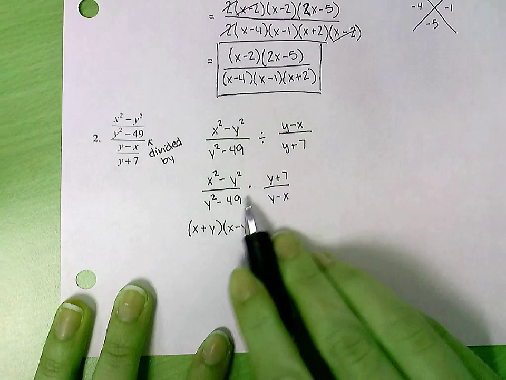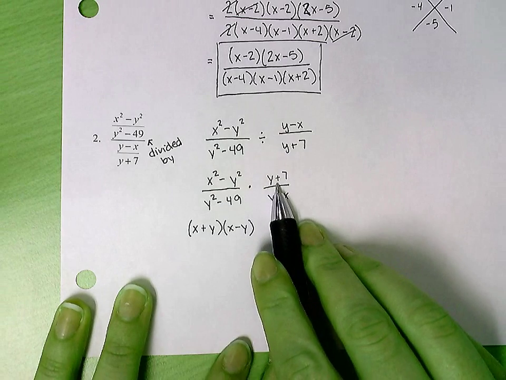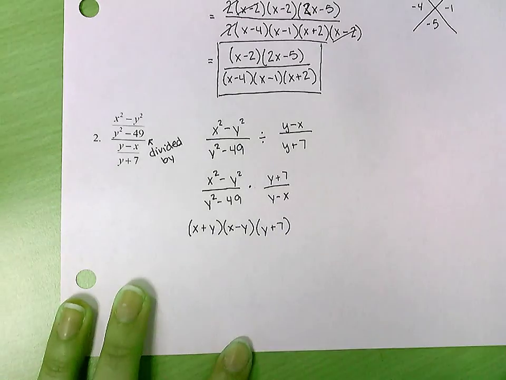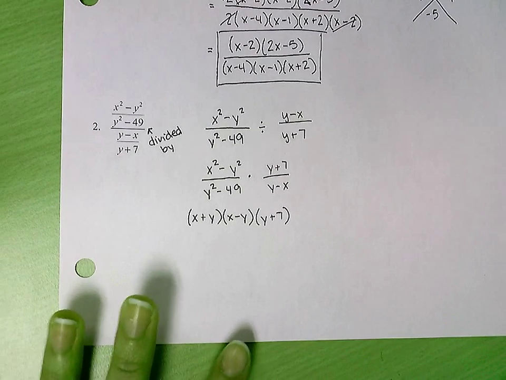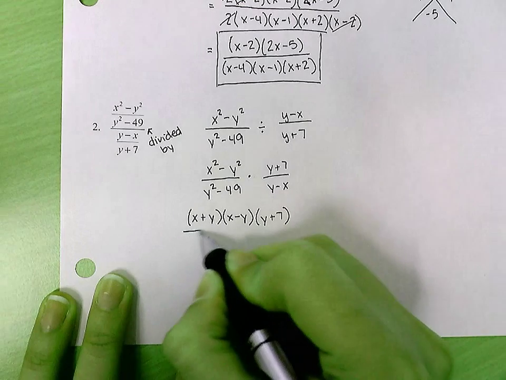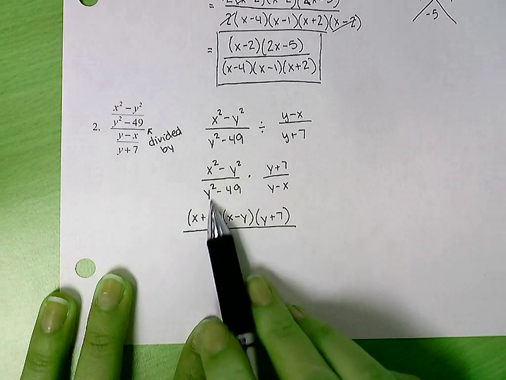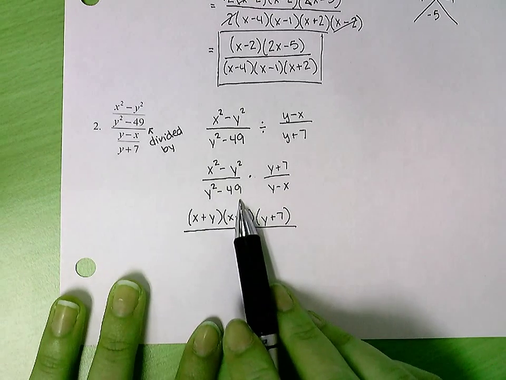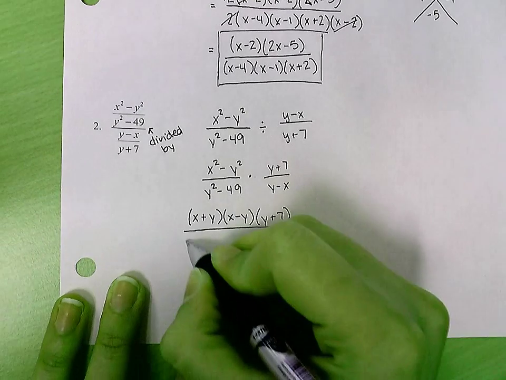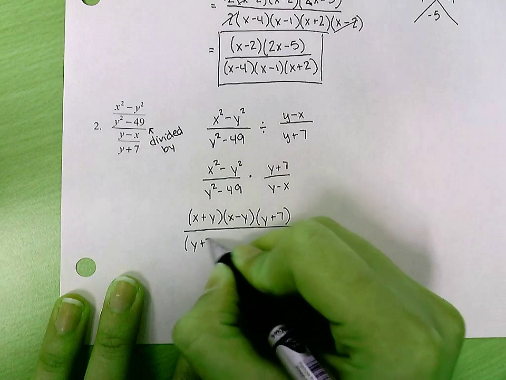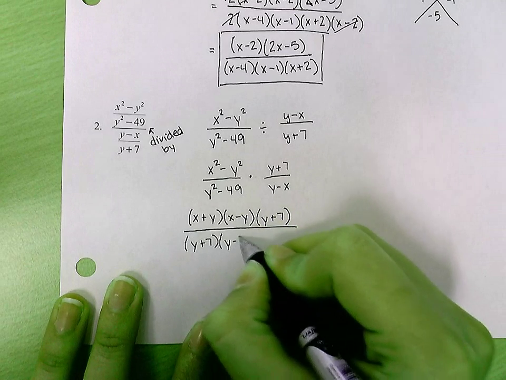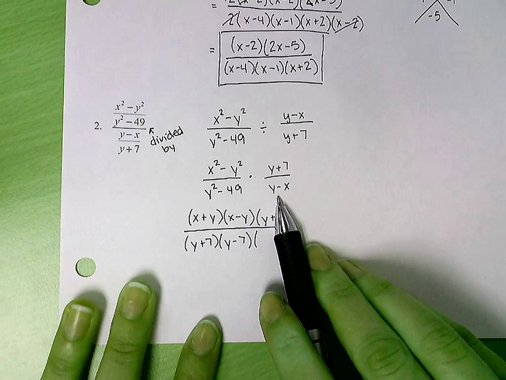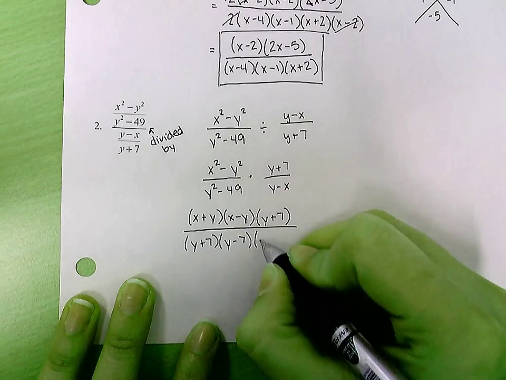Okay, then I still have this multiplication. My other numerator is y plus 7, so I'm just going to write that out right away, because I can multiply straight across. That is over, again, here I have a square and a perfect square, so we can make this y plus 7 times y minus 7. And right here, again, I still have this y minus x.